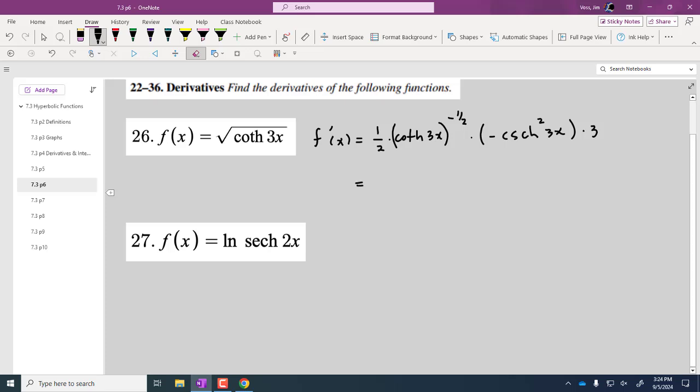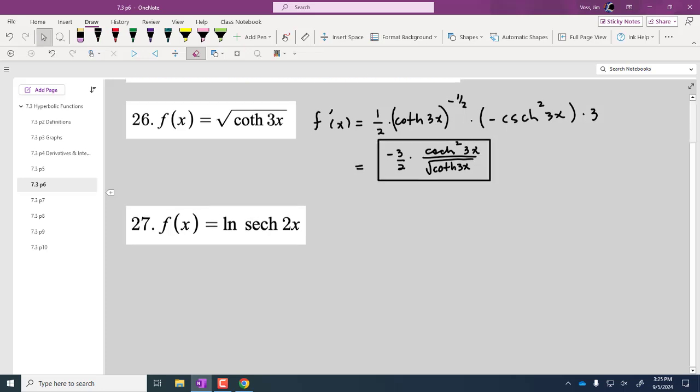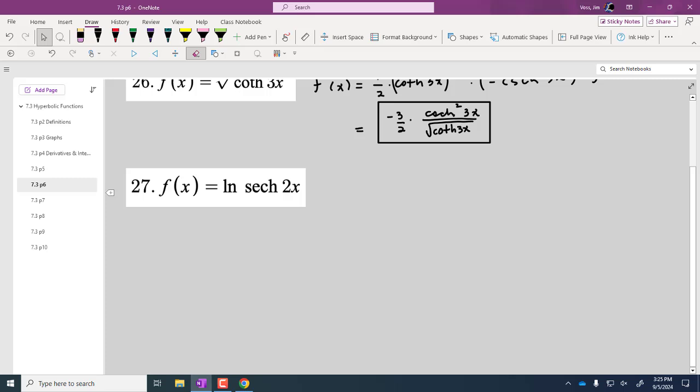So let's simplify this then. So we end up with minus 3/2 multiplied by, looks like a cosech squared in the numerator, cosech of 3x, divided by a coth in the square root. And now it's possible to turn everything back like you do in trig sometimes to sines and cosines, but we're not going to do that here. This is totally fine. Will we have to on the exam? No. Nope. Okay, so how about that one? Try that one, 27. Try to find that derivative.